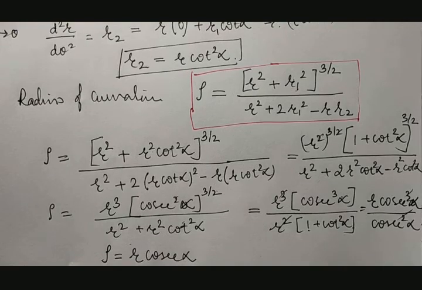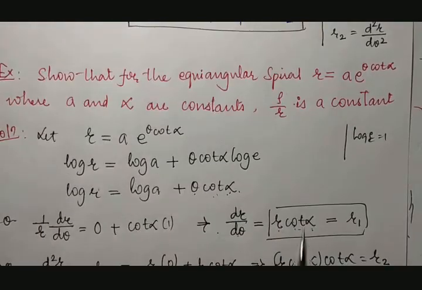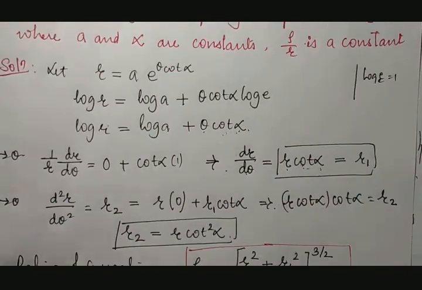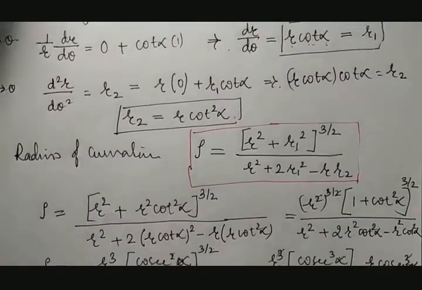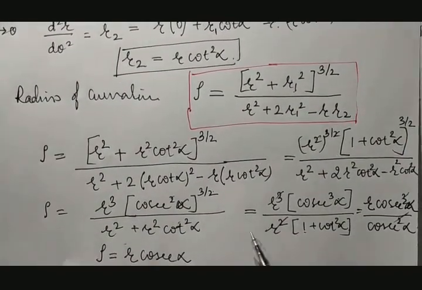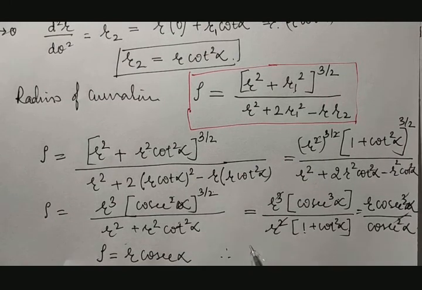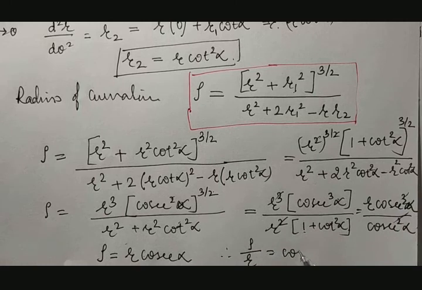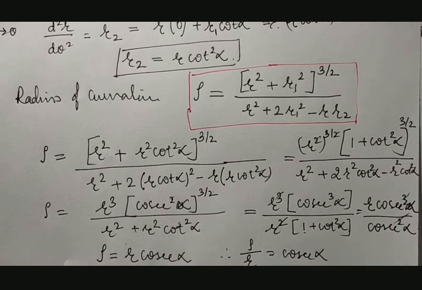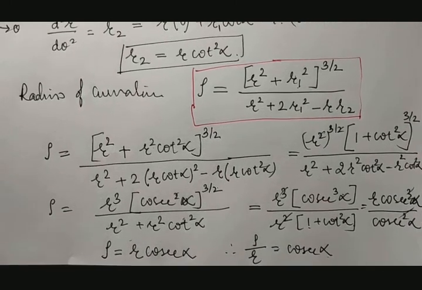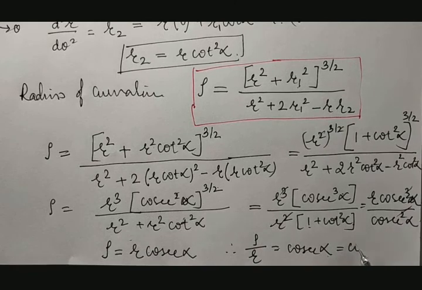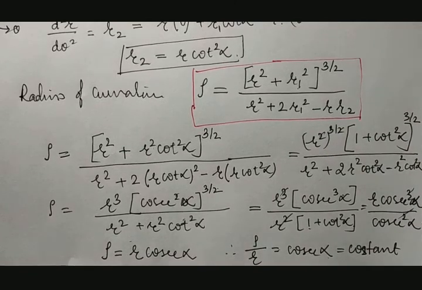But what we need to prove? We need to show that rho by r is constant. Rho by r is constant. Therefore, rho divided by this r, r goes to the other end. It becomes cosec alpha. Since, is it not, alpha is constant? Therefore, cosec alpha is also constant.